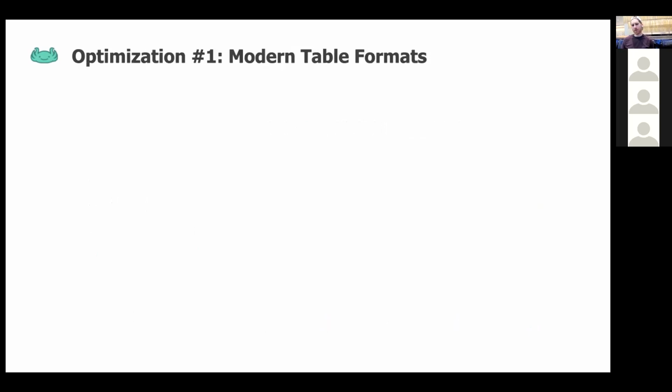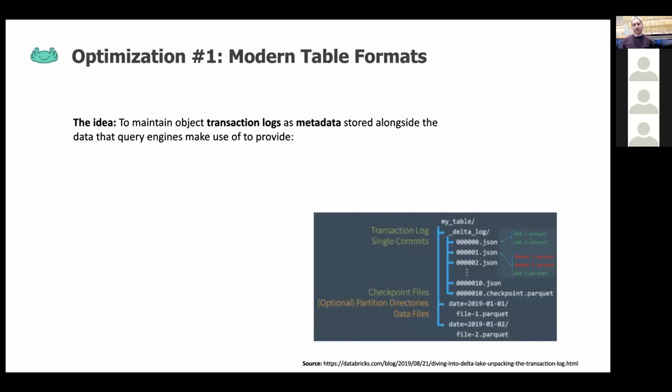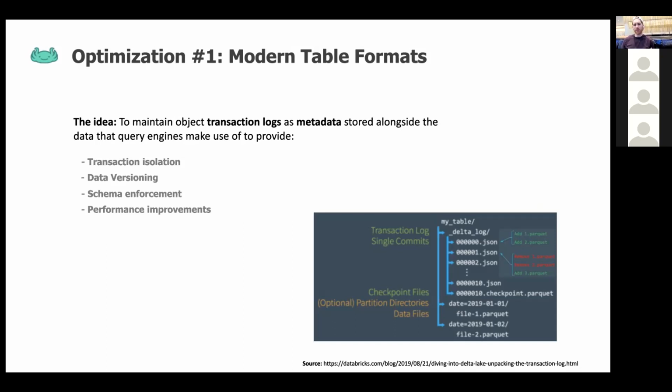And the first optimization is what are called modern table formats. The idea for these is to maintain essentially transaction logs, or what are sometimes called manifests, as metadata stored alongside the data itself that query engines can make use of to provide additional guarantees to the data. The three most common implementations of this are Databricks' Delta Lake, Apache Hudi, and Apache Iceberg. So the concept is pretty straightforward.